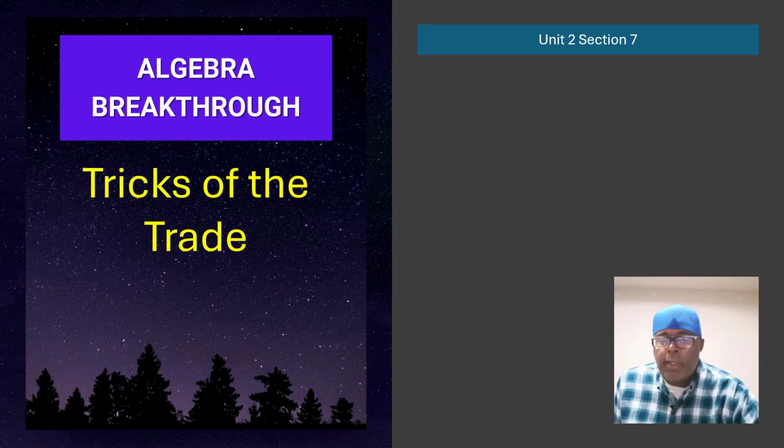Have you heard the saying, tricks of the trade? If you do the same task repeatedly, it becomes easier for your brain to process. For instance, point 0.5, 1/2, and 50% are the same number.